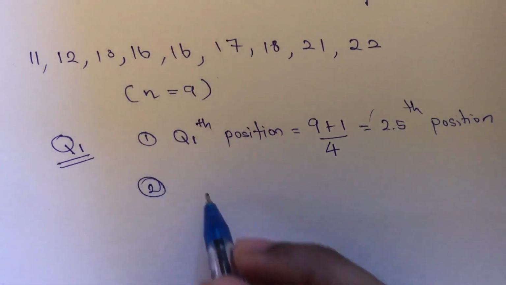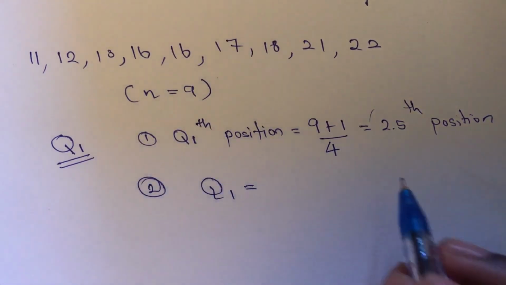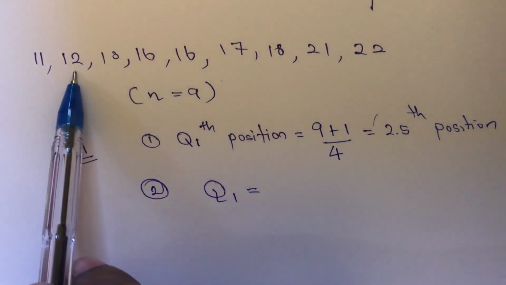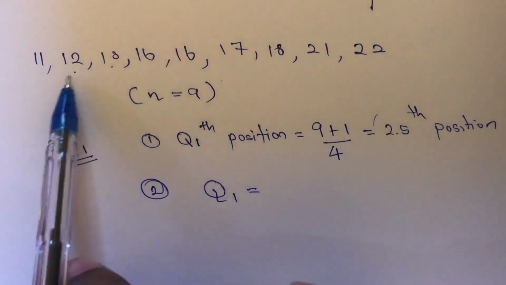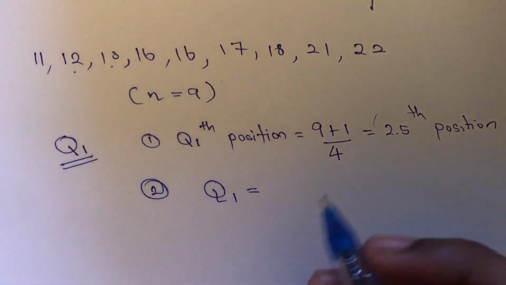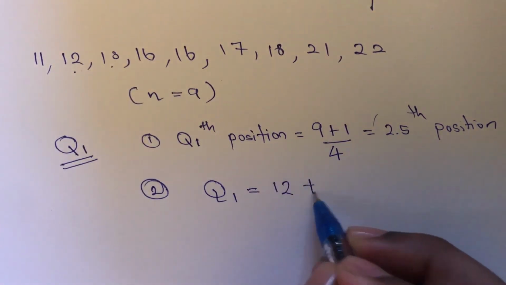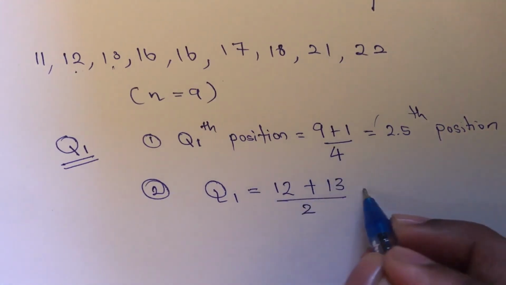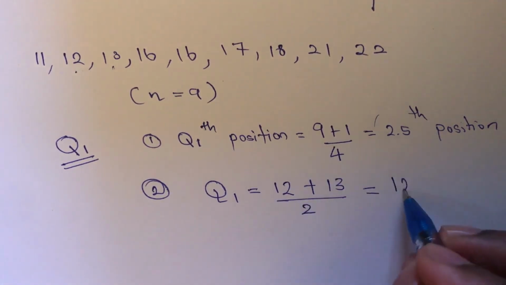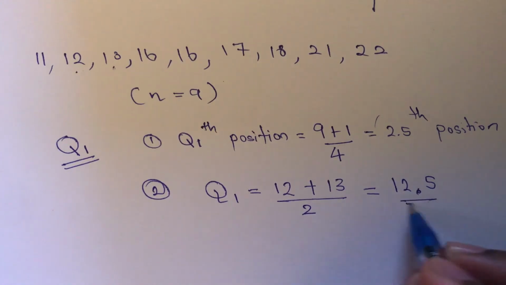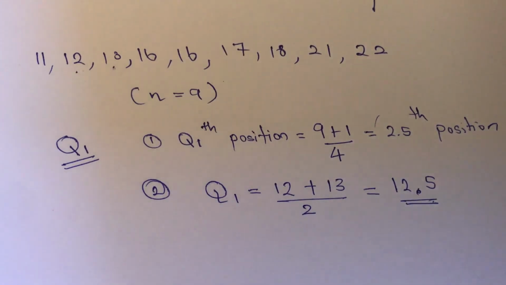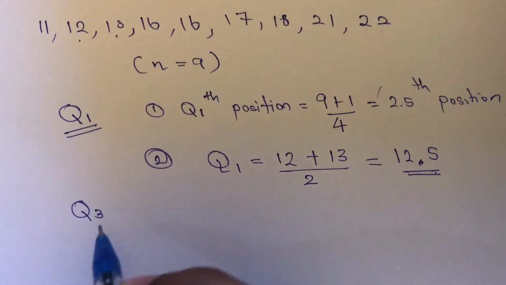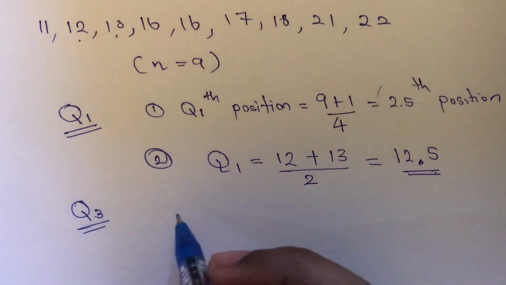So then, in order to calculate Q1, what would you do? You take the 2.5th position, meaning you take the second number and you take the third number, you add the 2 and you take the average. So the second number is 12, the third number is 13, you add the 2 and you take the average and you get 12.5. 12.5 is your Q1. Similarly, you can calculate Q3. I will leave Q2 to you.